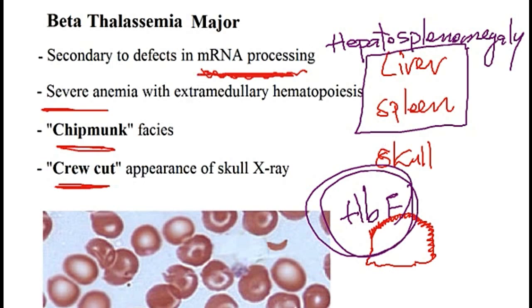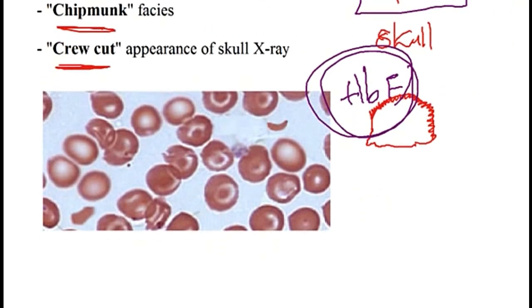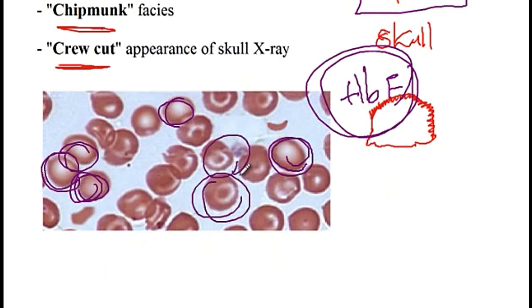And then on histology of these patients, you will see microcytic and hypochromic red blood cells. So here you can see that hypochromic, where the red blood cells are pale. They could be microcytic, smaller in size, and they could also be target cell shaped.